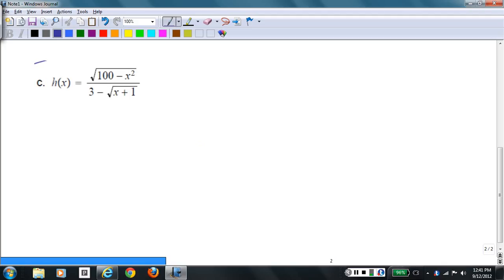Our concerns are these. We have to take the square root of x plus 1, so x plus 1 better be greater than or equal to 0. We have to divide by whatever 3 minus the square root of x plus 1 is, so 3 minus the square root of x plus 1 better not be 0 itself. And we have to take the square root of 100 minus x squared, so 100 minus x squared better be greater than or equal to 0. So if all three are satisfied, then x will be in the domain.